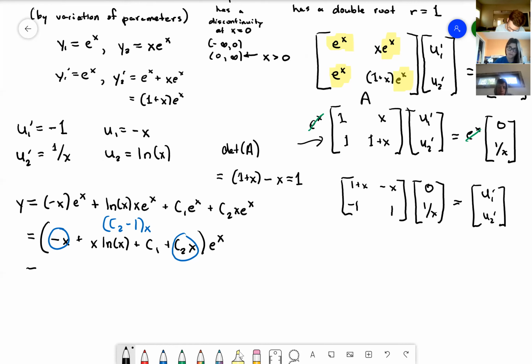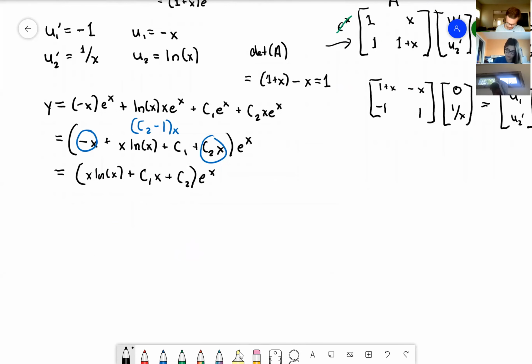What I end up with here is x log x plus, I'm going to swap the roles of c1 and c2. They're just arbitrary constants, so it doesn't matter. So things look like they're in kind of descending order there. So x natural log of x plus some constant times x plus some constant. So this should be our solution.